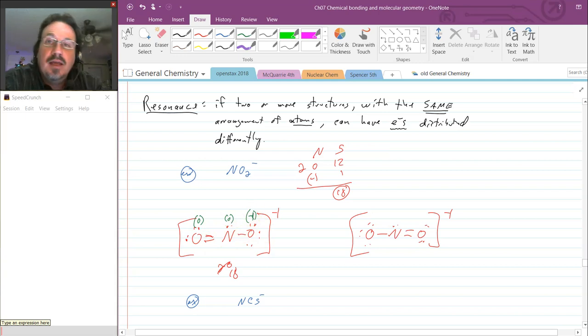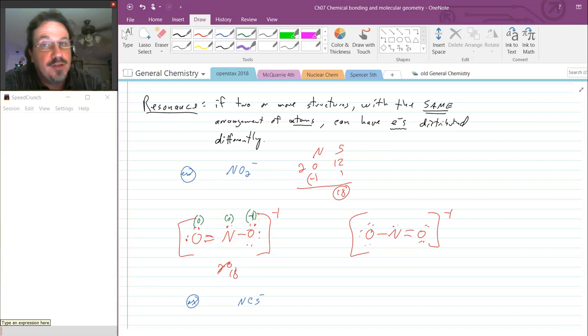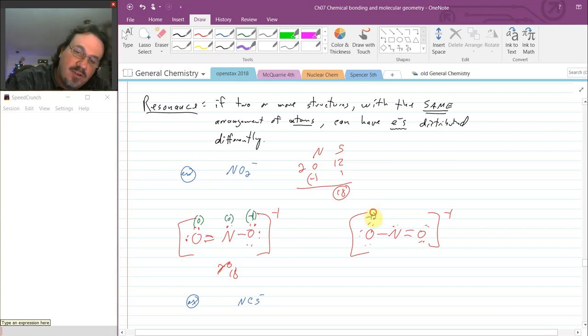Hey, notice that it is a -1 charge in the molecule, and the formal charges add up to -1. 0 plus 0 plus -1 equals -1. That better be true. If it's not, you've done something wrong. Kind of a good internal check. All right, let's do formal charges over here. This one is a -1. Nitrogen is 0. Oxygen is 0.